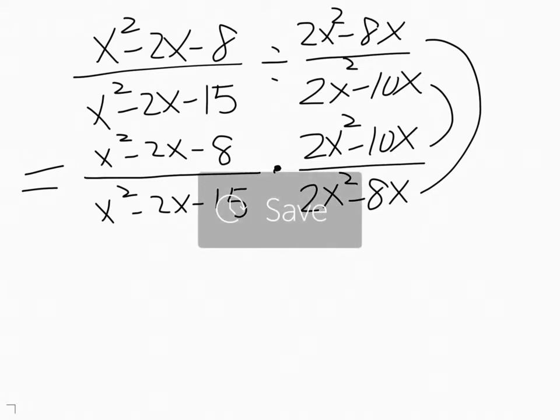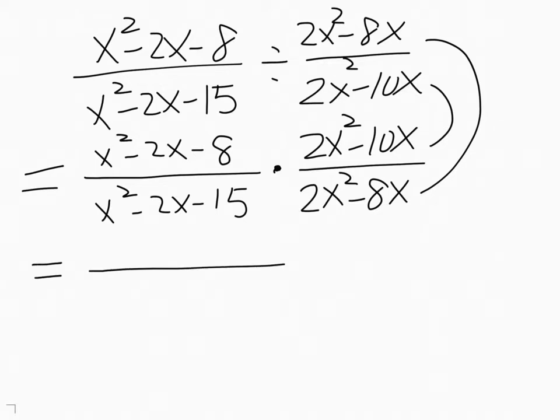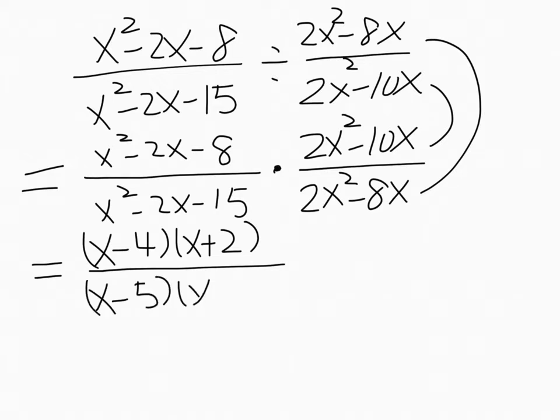Then I'm going to follow the exact same procedure we did for multiplying. So are there any common factors I can reduce? This is where the technique of your factoring fish comes in. So I may factor the top of the first term into x minus 4 times x plus 2. For the bottom, I factor it into x minus 5 times x plus 3. Don't forget, we already changed the operation to multiplication, so I'm going to follow that.